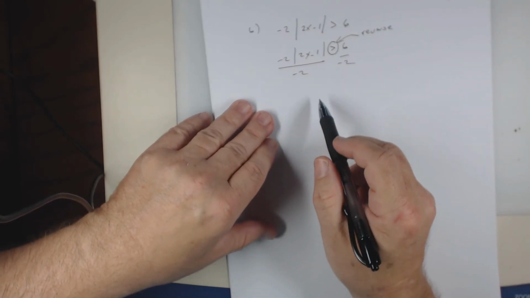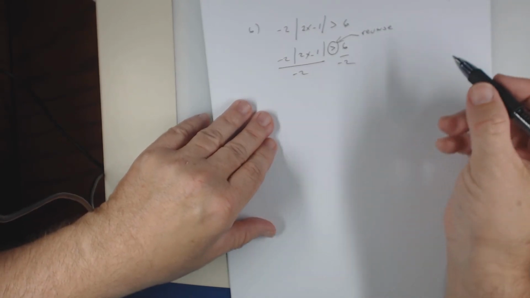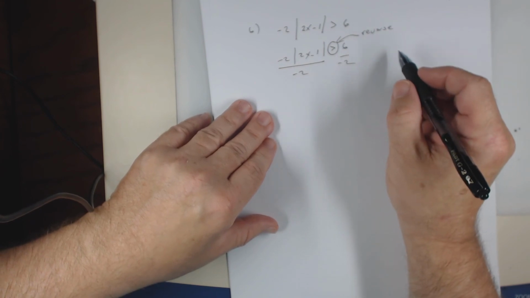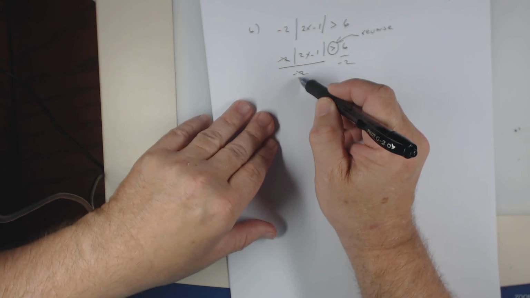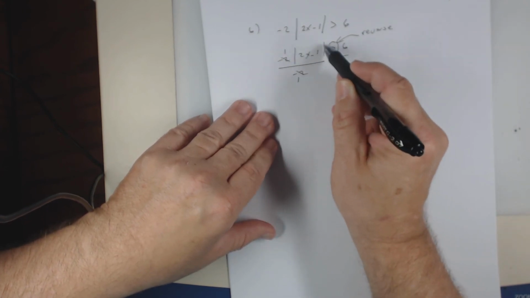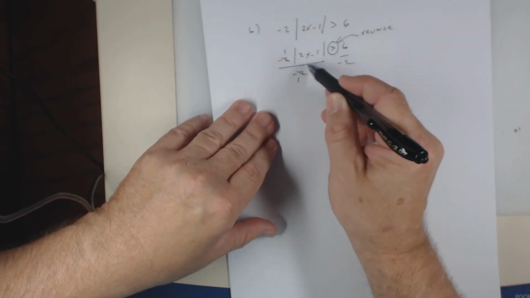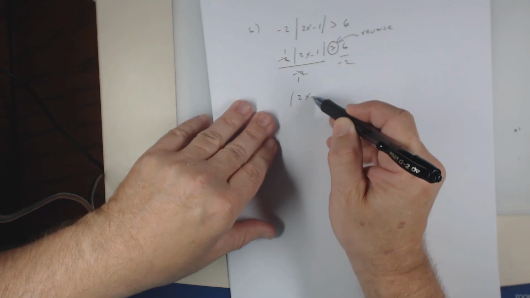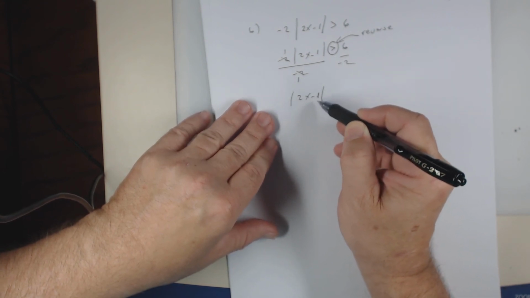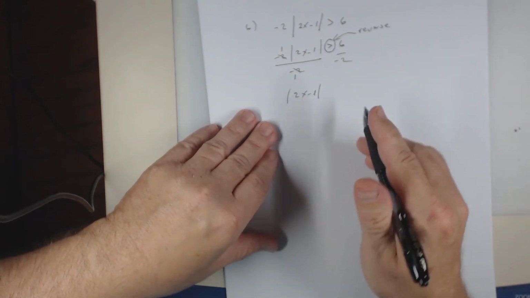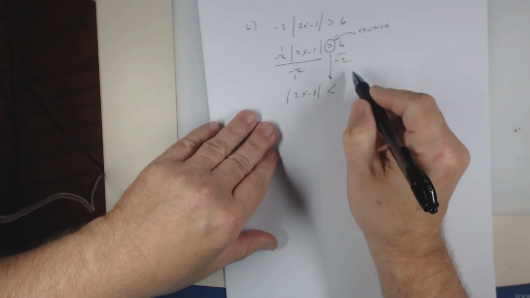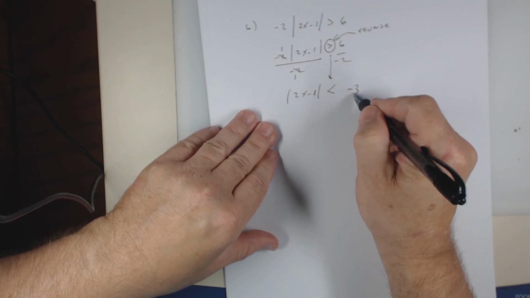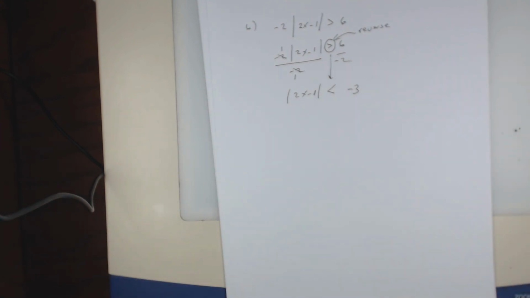Okay. Only if you multiply or divide by a negative number, which I'm doing here. So negative 2 divided by negative 2 is a what? 1. 1 times the absolute value of this is the absolute value of this, correct? So that's what you have on the right. Is what? Less than what? Negative 3. All right.